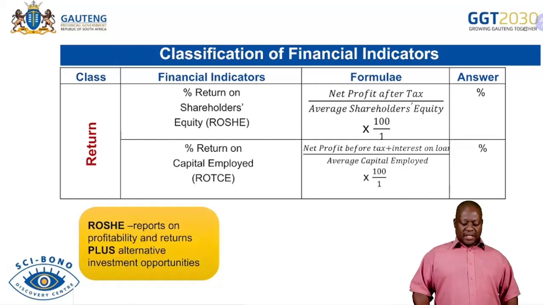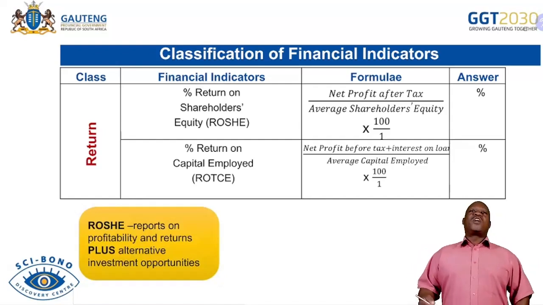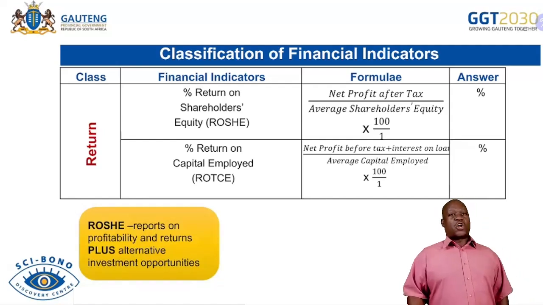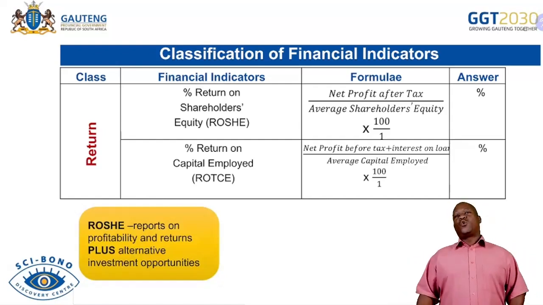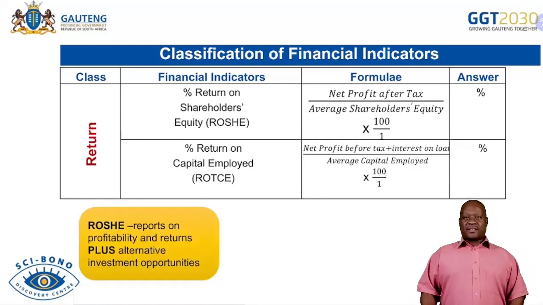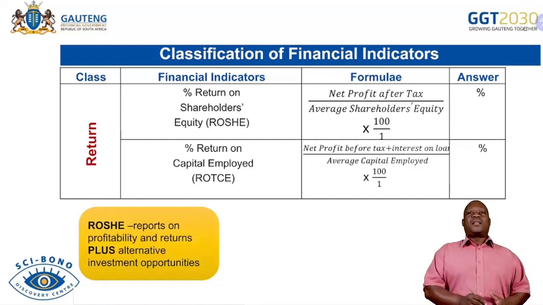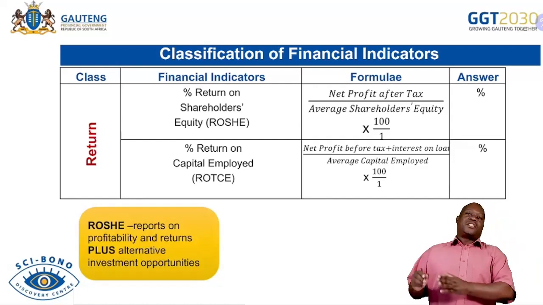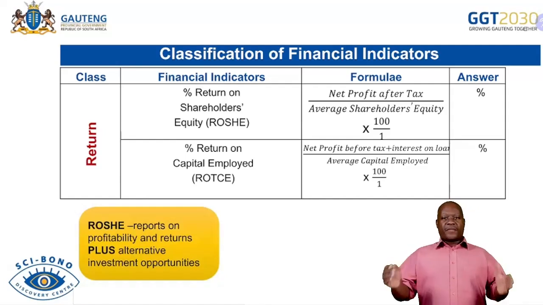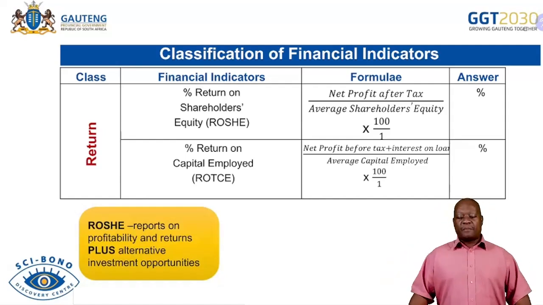So you are going to see that when it comes to the formula now, the return is not simply the net profit that the business has made, but it's going to be net profit before tax plus interest on loan. And then when it comes to the average capital employed, it is going to look into the shareholders' equity at the start of the period plus the loan at the start of the period. And then we go to the end, we do the same. Shareholders' equity at the end plus loan at the end. We bring them together, we find an average by dividing by 2.